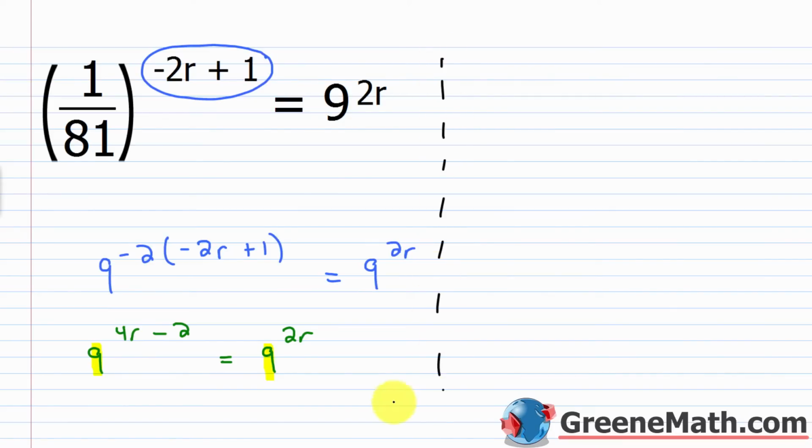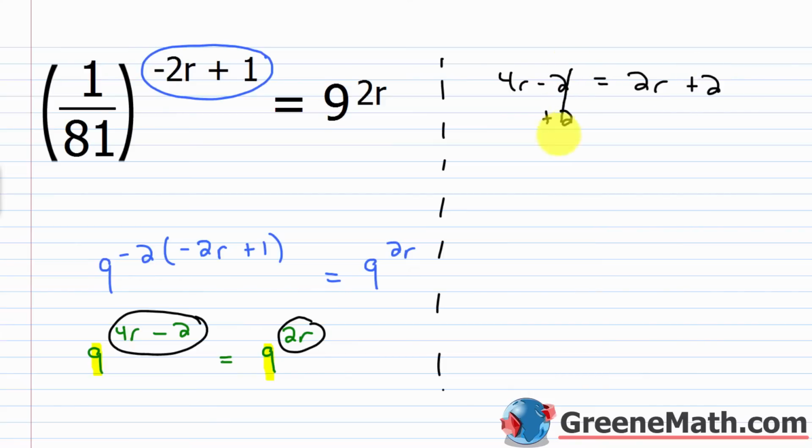So in other words, I can take 4r minus 2, that exponent there, and I could set it equal to 2r, that exponent there. So to solve this, I would add 2 to both sides of the equation. That'll cancel. I would subtract 2r away from each side of the equation. That'll cancel. And so 4r minus 2r is 2r. This is equal to 2.